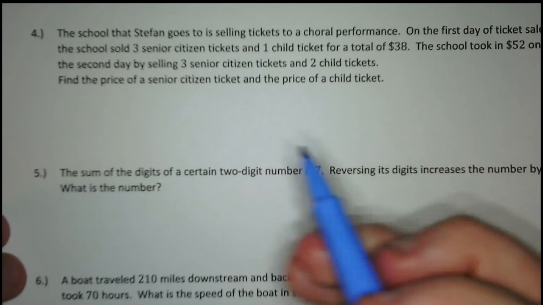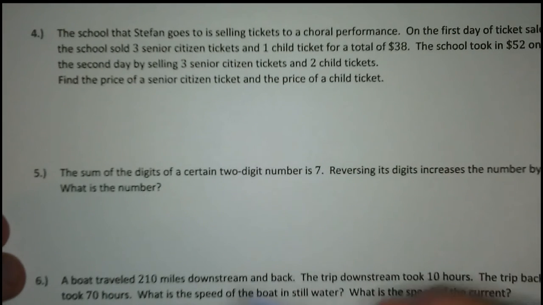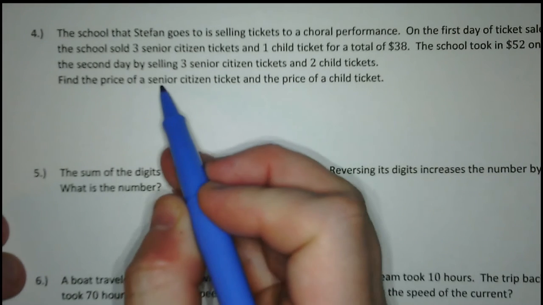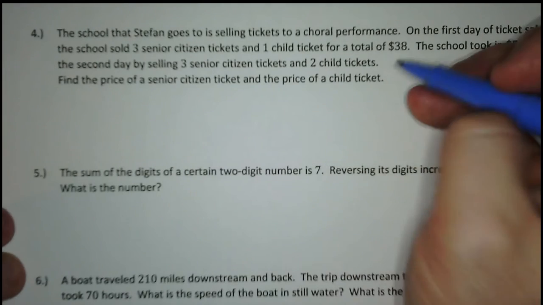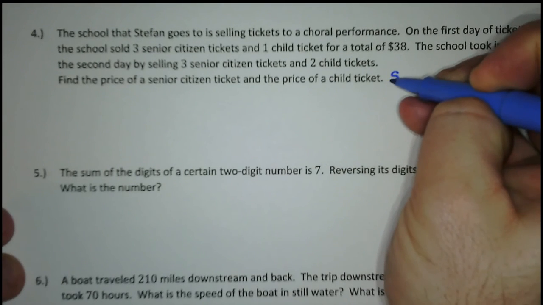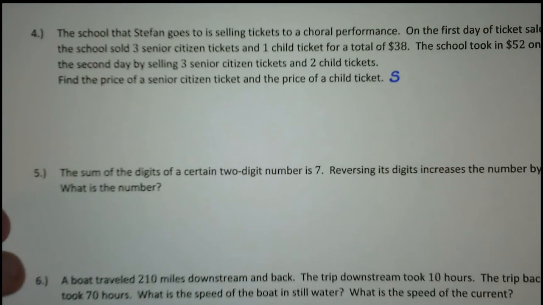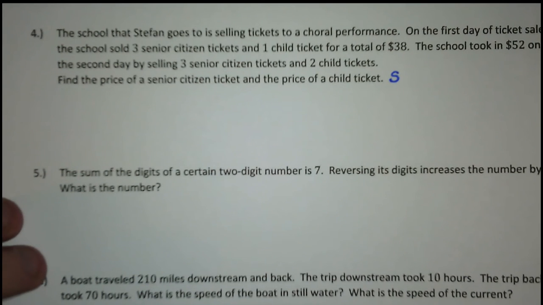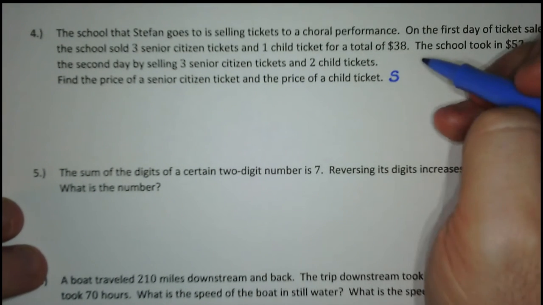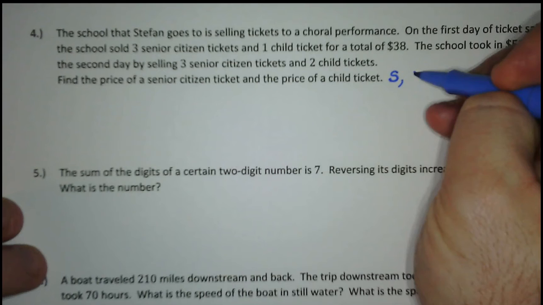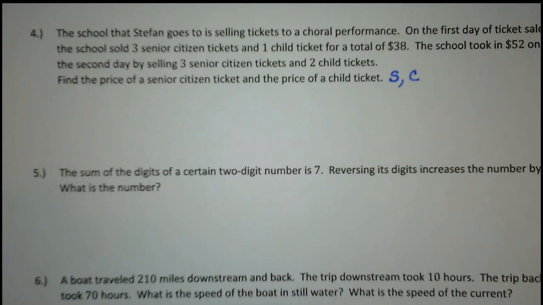So there we go. There's our 2 unknowns. The price of a senior citizen ticket, I'm going to go ahead and call that S, even though S's can look like 5s. I'm going to write neatly, I hope. And I'm going to say the price of a child ticket is going to be C. Okay, my 2 unknowns, 2 variables.